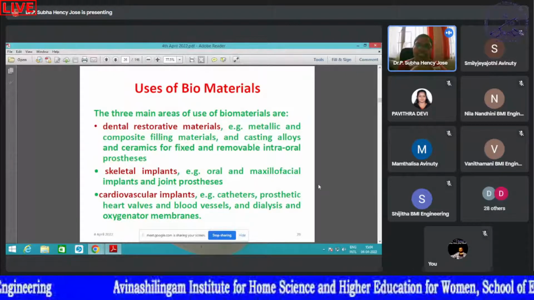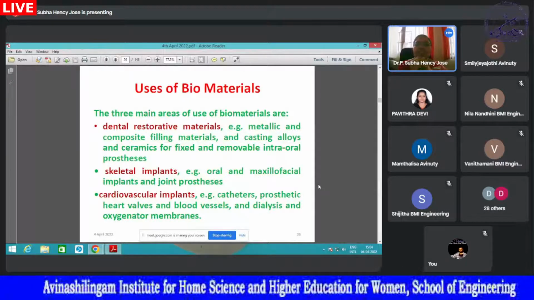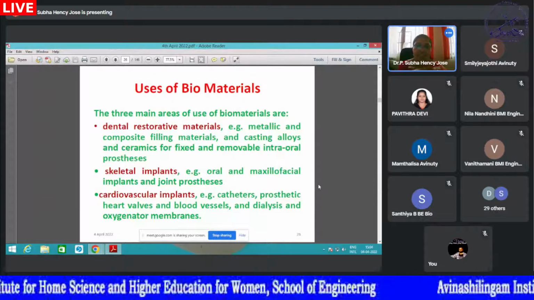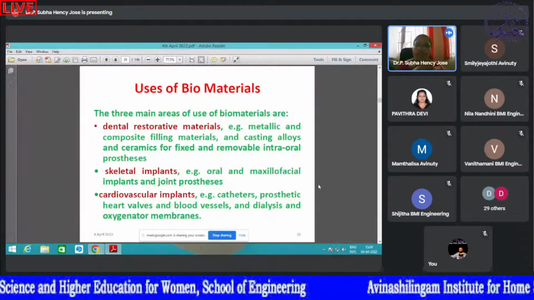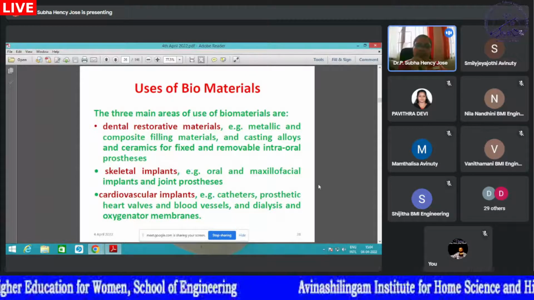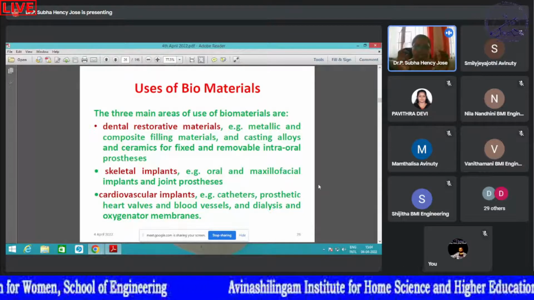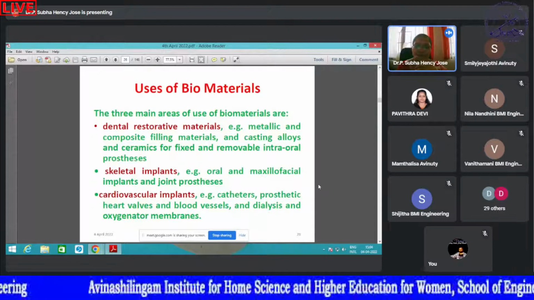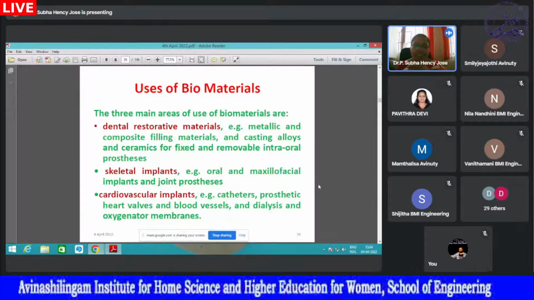The second application is, when people undergo accidents or if there is any injury to the body, they have to go for replacing the joints or implants. Okay, and that is one of the second important areas where it is employed: skeletal implants.